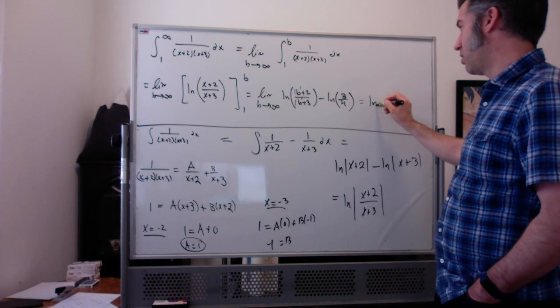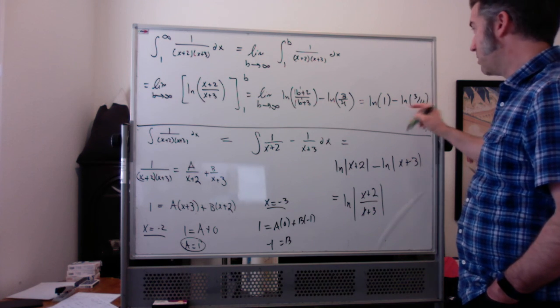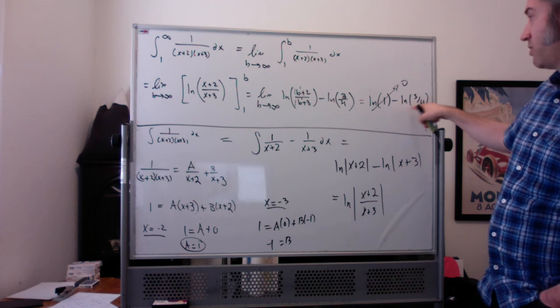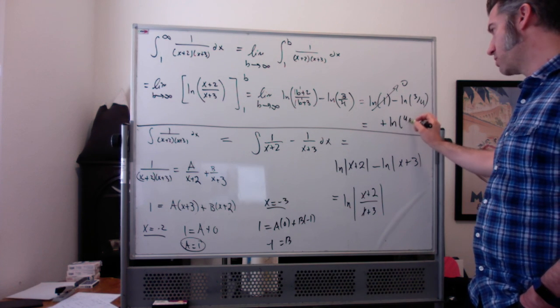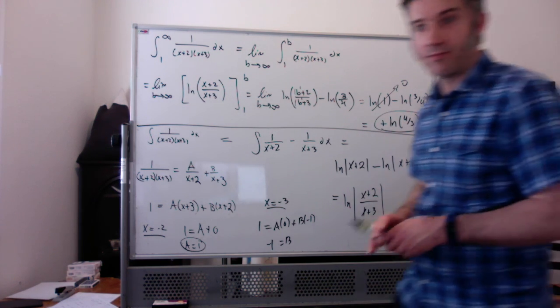This is going to be the natural log of 1 over 1 minus the natural log of 3/4. The natural log of 1 is 0. And you can write the negative natural log of 3/4 as the positive natural log of 4/3. That's not absolutely necessary, but it does feel more correct. That's it.